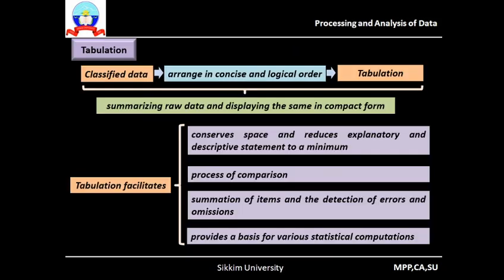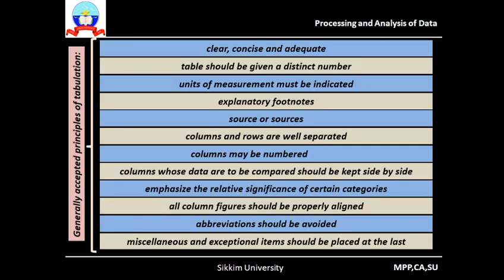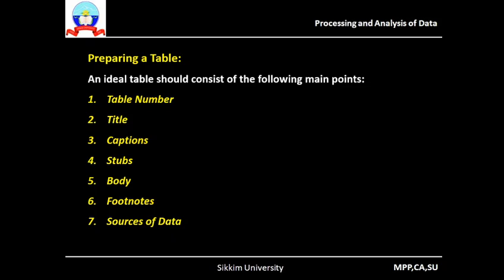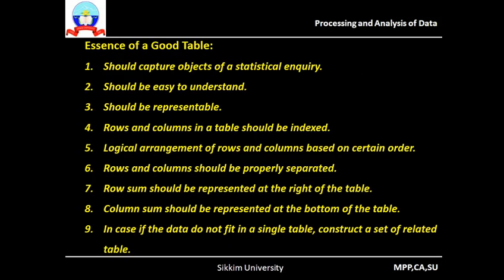And then we have moved on to tabulation. We have learned about the objective of tabulation, and we have also learned what tabulation facilitates. We have acquainted ourselves with certain generally accepted principles related to tabulation. We have also learned the way tabulation can be performed and types of tabulation. We have learned certain important focus points to be looked at while preparing a table. And eventually, we have learned about the essence of good tables.